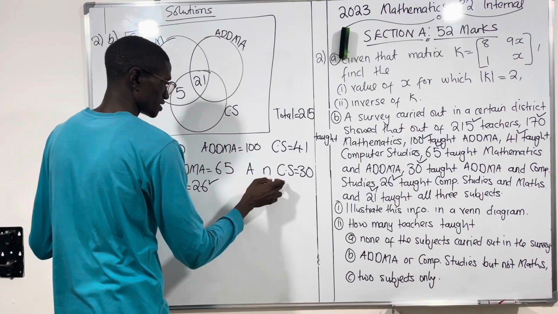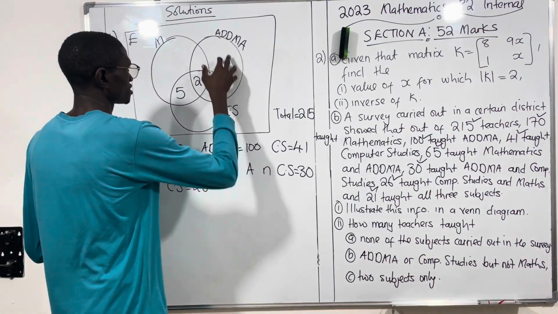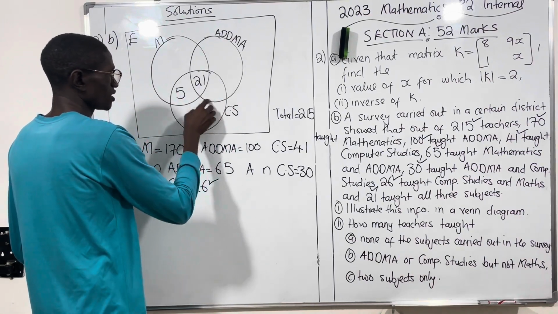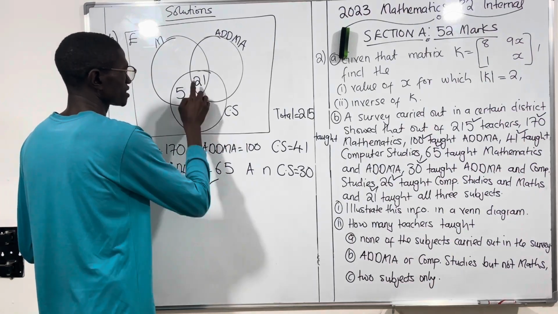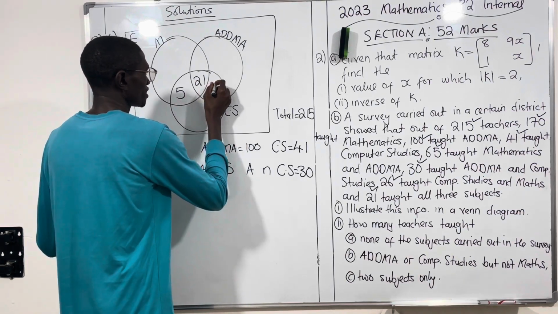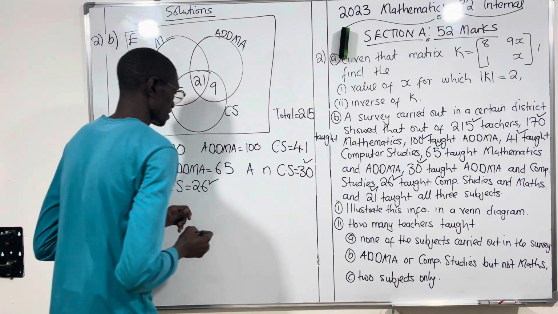We come to the next one. Additional mathematics intersecting with computer studies. This is the intersection. What should be the total value for this one? It should be 30. We already have 21. So we're going to say 30 minus 21, giving us a 9 to put there. We can go ahead and tick that one.